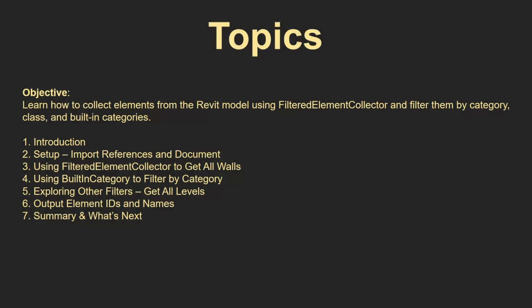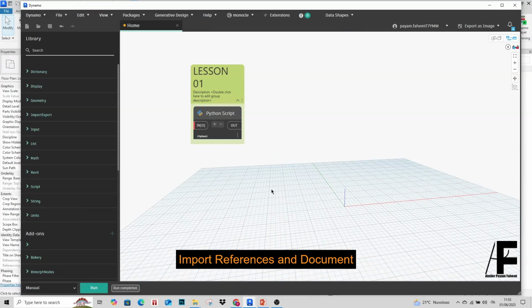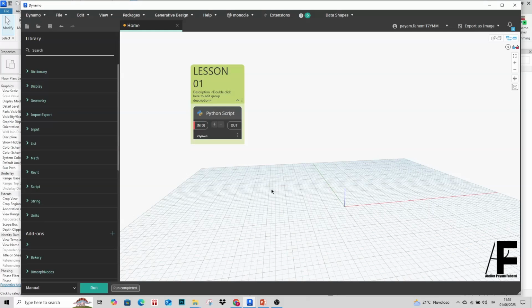Today we will explore one of the most powerful tools in the Revit API, the Filtered Element Collector. This is how you collect elements like walls, floors, doors, or anything else in your model using Python. As always, we begin by importing the libraries we need and getting the active document. This gives us access to Revit's data model and element classes.